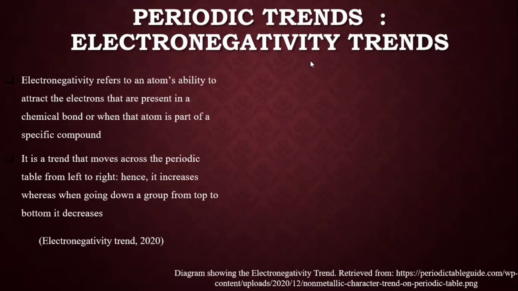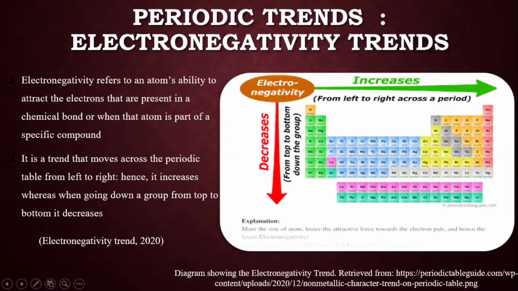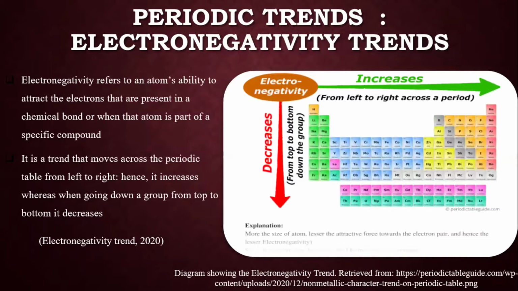Electronegativity trends. Electronegativity refers to an atom's ability to attract the electrons that are present in a chemical bond, when that atom is a part of a specific compound. It is a trend that moves across the periodic table from left to right. Hence, it increases, whereas going down the group from top to bottom, it decreases. This is basically shown in the picture here.